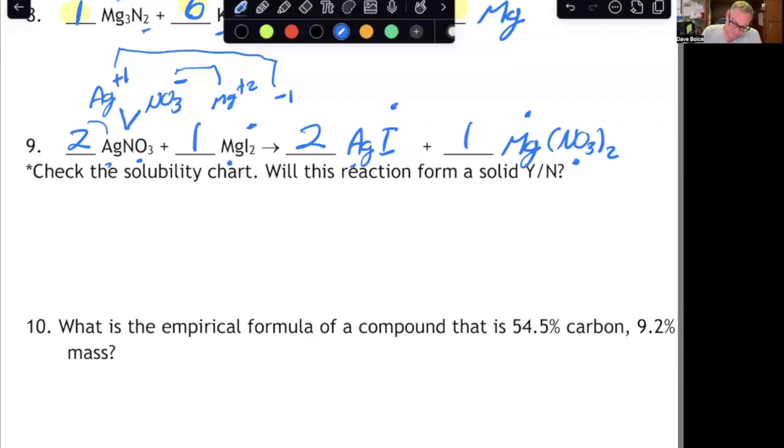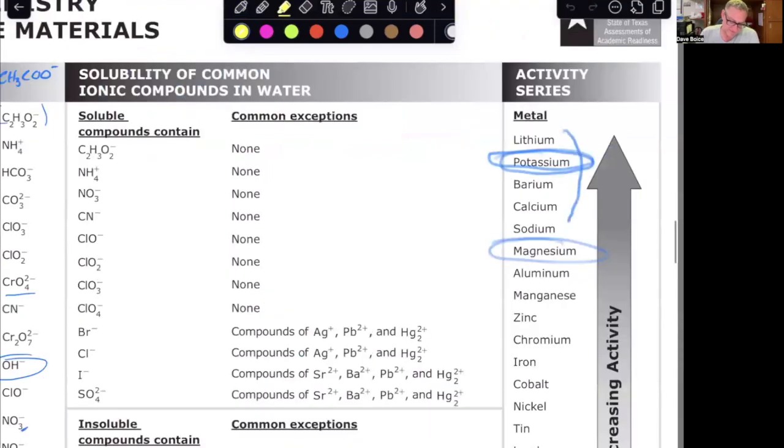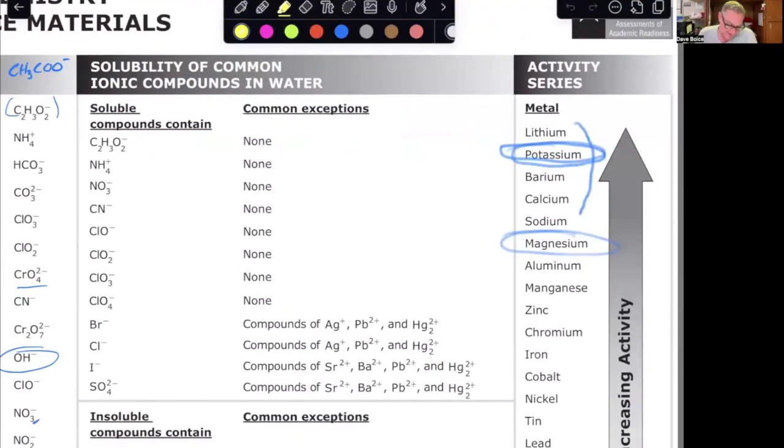Now, will this form a solid? Yes or no? Well, here's what I'm going to do: I'm going to look at iodine with silver, and I'm going to look at nitrate with magnesium. So here's my solubility chart, and iodine right here is usually soluble. So normally this is not going to form a solid.